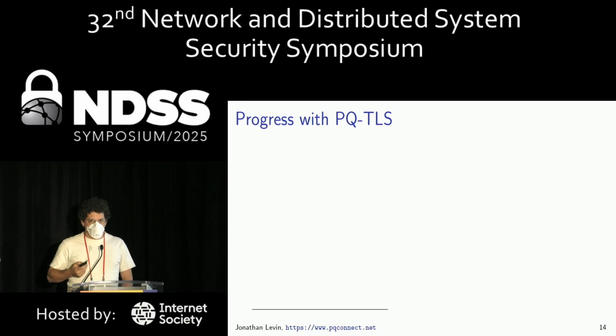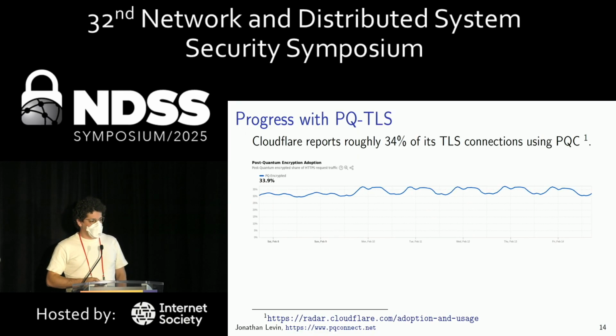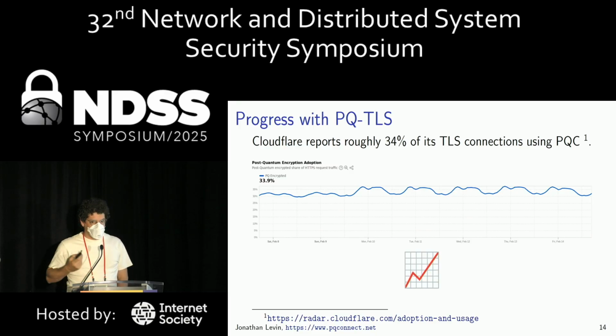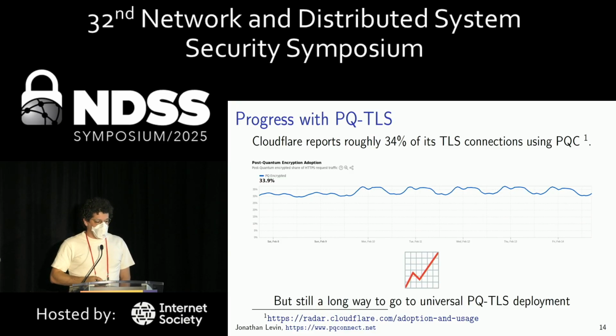There has actually been some progress with post-quantum TLS. For example, if you go to Cloudflare's website, you can see updated statistics about how much of their TLS connections are actually using a post-quantum TLS library. Right now it's around 34%. But that's 34% of connections to Cloudflare servers, not 34% of all TLS connections. Still, that's really nice, and I hope that this continues to grow. But it's a long way to go before we have universal post-quantum TLS deployment.